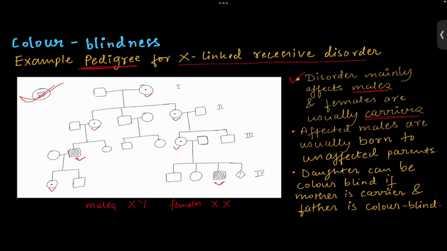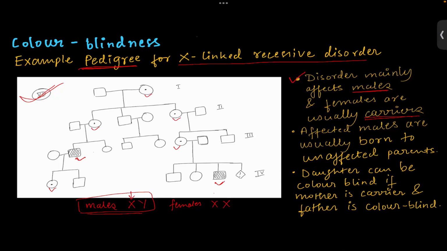So if the recessive allele is present on the X chromosome, there is no homologous pair, or there is no dominant allele in males, which would shield the effect of the mutant allele. So in these individuals, that is males, only one copy of the recessive allele is sufficient for the expression of this particular disease. Whereas in females, females are often carriers.